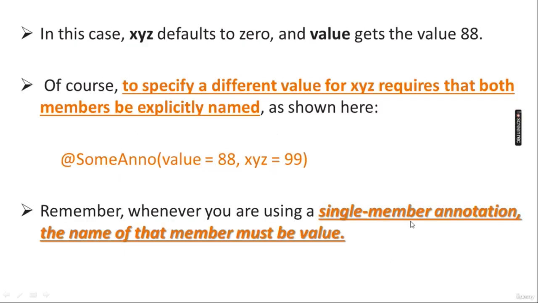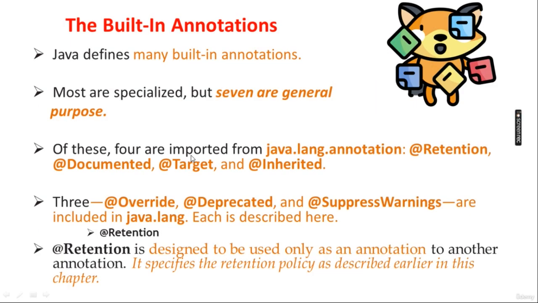Whenever you are using a single member annotation, the name of the member must be value. Only value is compulsory over here. You can add as many parameters as you need, but value is compulsory.